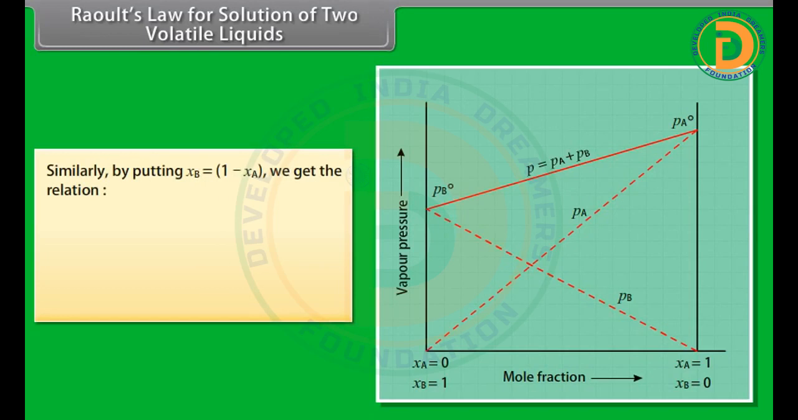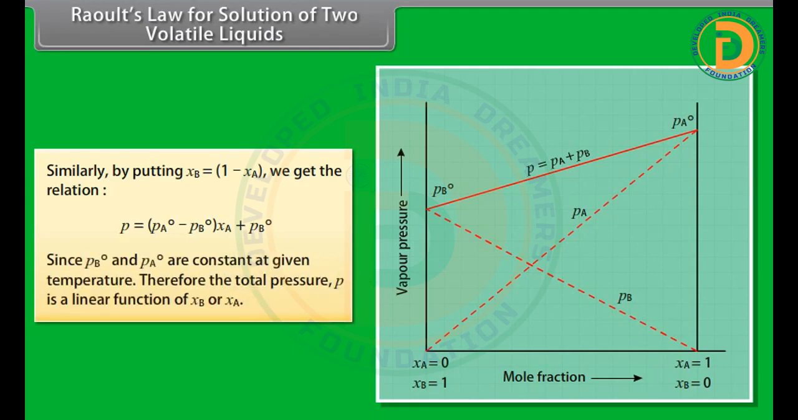Similarly, by putting XB = 1 - XA, we get the relation P = (PA° - PB°) XA + PB°. Since PB° and PA° are constant at given temperature, therefore, the total pressure P is a linear function of XB or XA.